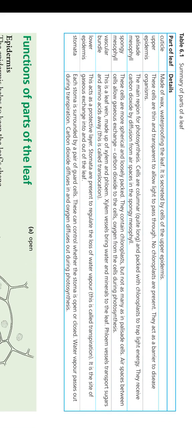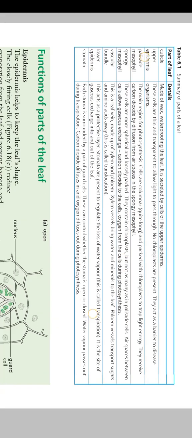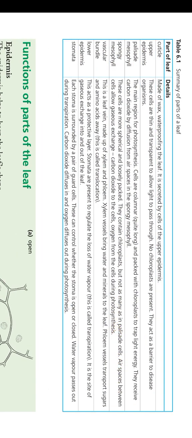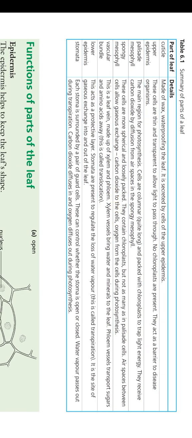Spongy mesophyll cells: these cells are more spherical and loosely packed. They contain chloroplasts but not as many as in the palisade. Air spaces between cells allow gas exchange: carbon dioxide to the cells, oxygen from the cells during photosynthesis.